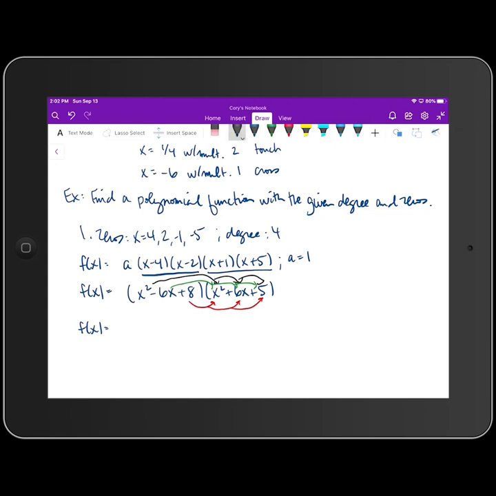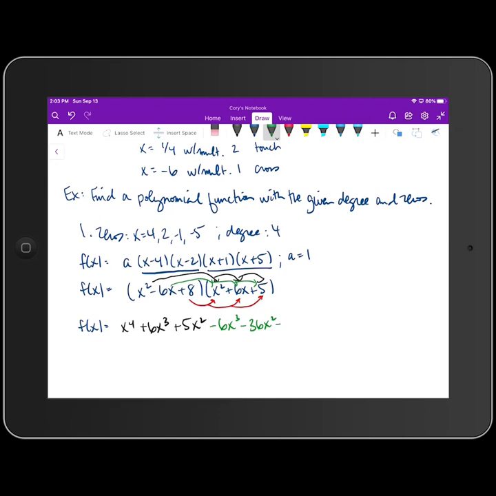Okay, so when I distribute x squared, x squared times x squared is x to the fourth. X squared times 6x is positive 6x cubed. X squared times 5 is positive 5x squared. Okay, then we're going to distribute negative 6x across all three terms, so I'm going to do that in green. So negative 6x times x squared is negative 6x cubed. Negative 6x times positive 6x is negative 36x squared. And negative 6x times 5 is negative 30x.